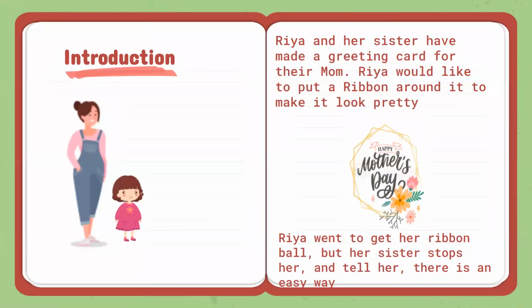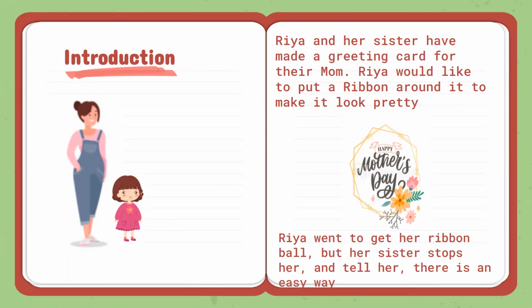Before that, let's meet our friend Ria, who, along with her sister, has made a very pretty greeting card for their mother. Ria thinks she can make this greeting card much more pretty by putting some ribbon around it. So Ria tells her sister that she'll go get her पूरा ribbon का ball, which they can use to put the ribbon around the card. Ria's sister just tells her that we don't need the full ball.